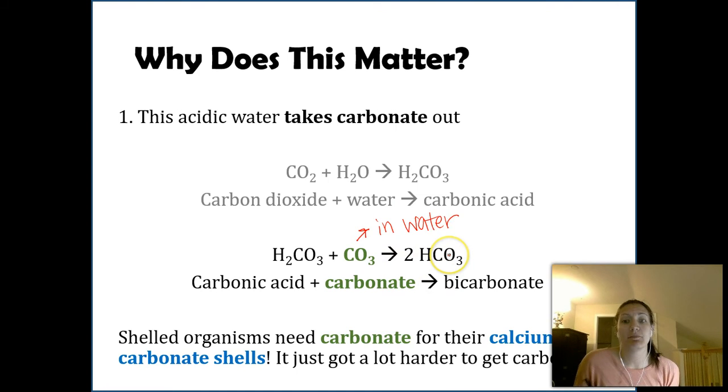And that binds to make bicarbonate. That means there's less carbonate around. That means that shelled organisms like a snail that needs carbonate, there's not that much left of it anymore. It's all been churned into something else. And so that snail has a hard time making its shell. So it doesn't get as big, or maybe it doesn't survive. Or that coral doesn't get to make its skeleton, and so it dies quicker.